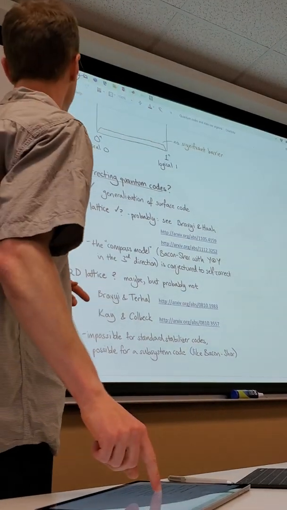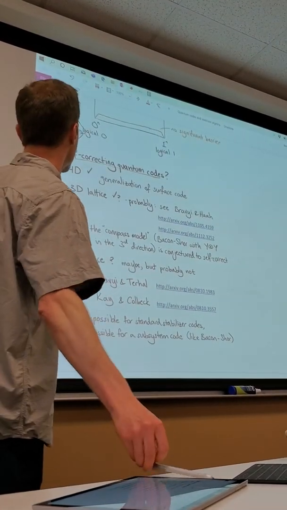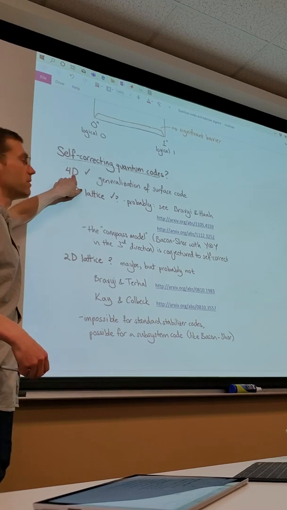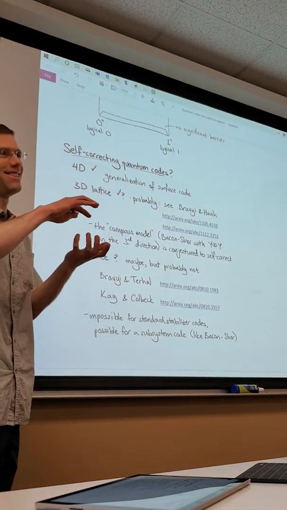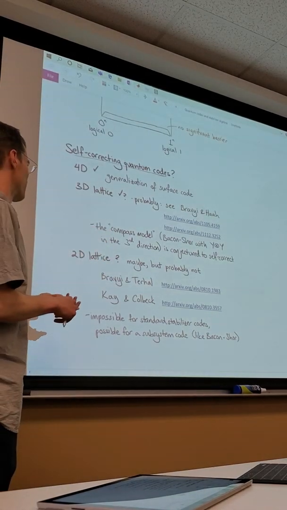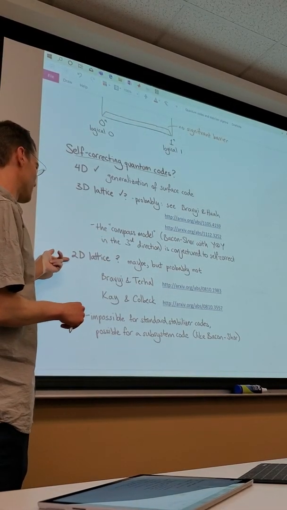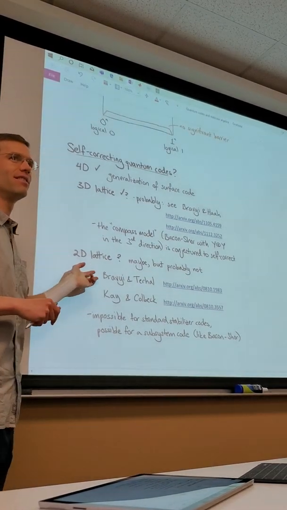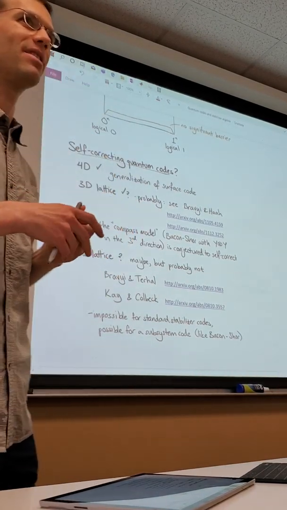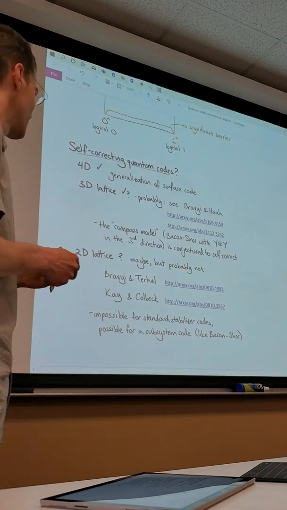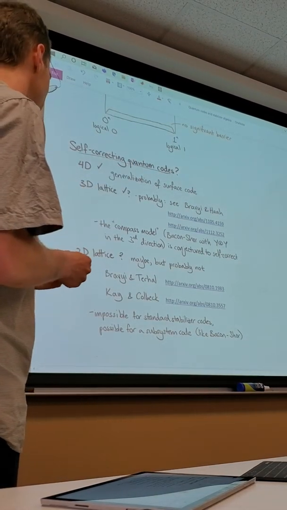So this is what's known. These kinds of codes are called self-correcting quantum codes. They do exist in 4 dimensions, if you have a 4-dimensional lattice of qubits, if you can imagine that. There's evidence that they don't exist in 2 dimensions. I don't know if it's 100% proved. There could be loopholes in the proofs. They're pretty strong proofs, but there could be a loophole.